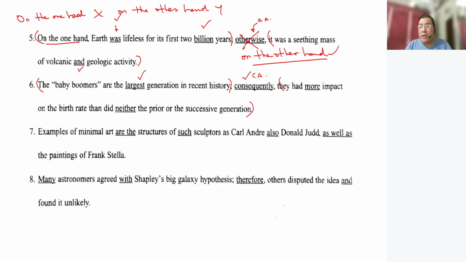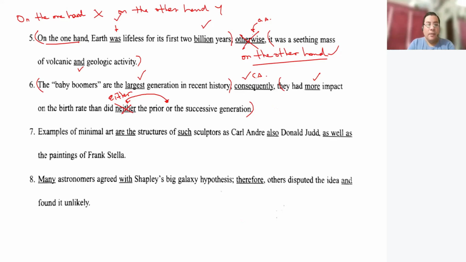We have they had more impact. It's a comparative. So what about the fourth one? It says, than did neither the prior or the successive generation. You cannot use neither together with or. You use neither with nor. Since this one is the underlined and or is not underlined, this one must be wrong. The correct one should be either the prior or the successive generation. Okay, so that's it for number 6.